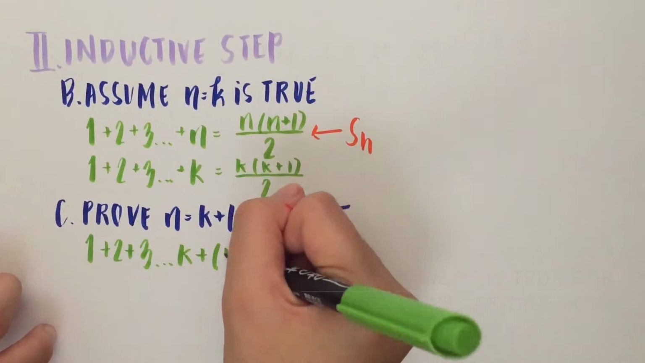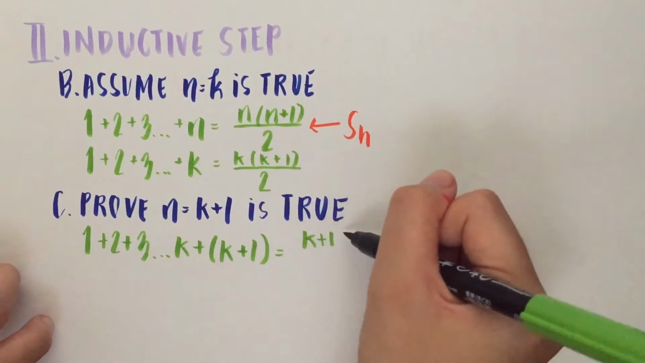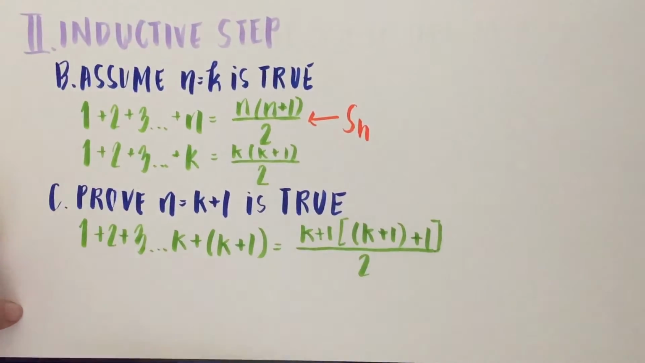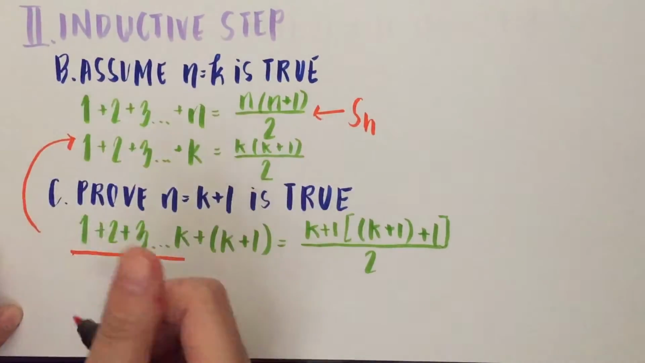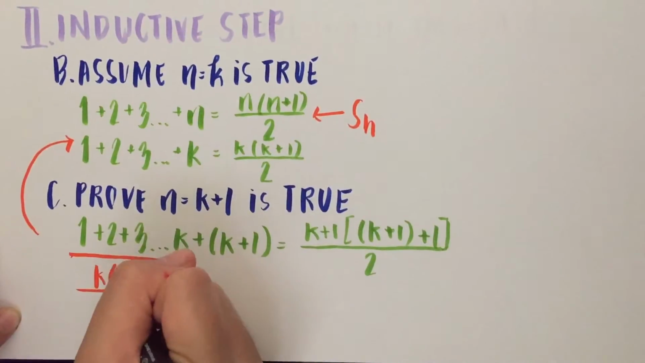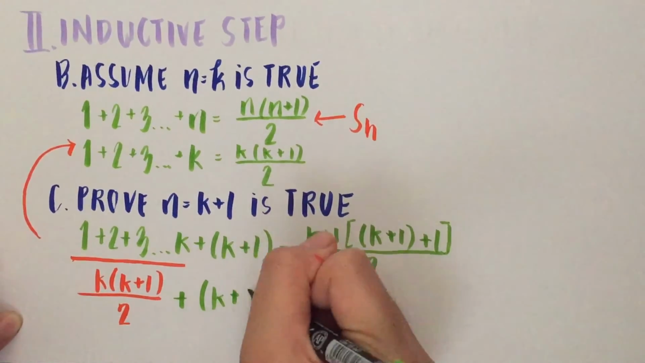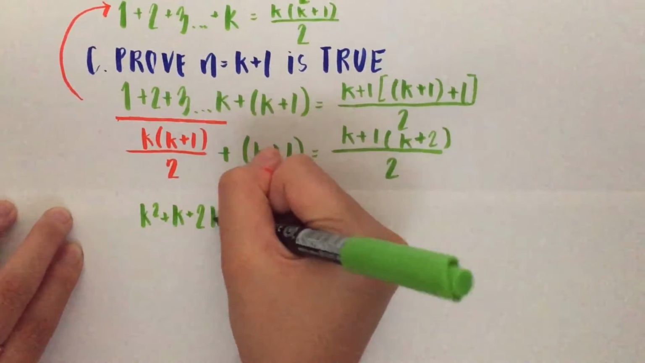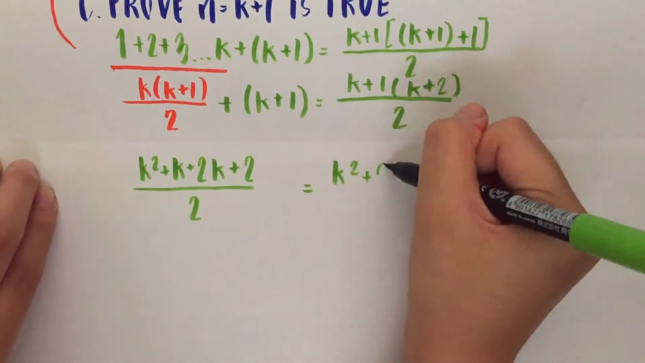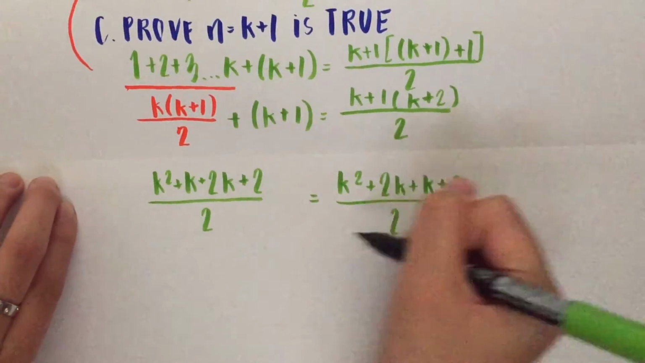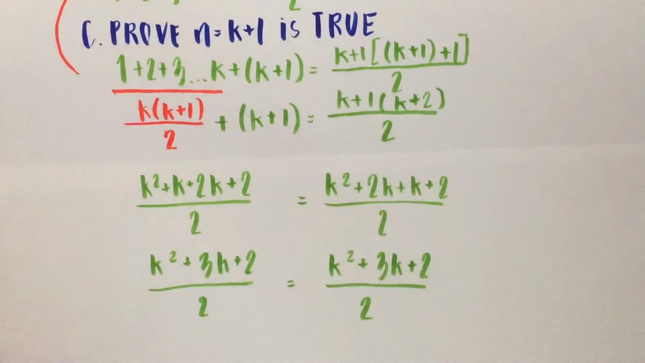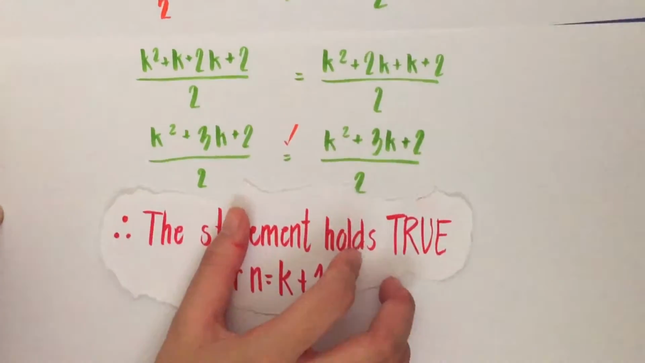So now you have 1 plus 2 plus 3 dot dot dot plus k plus 1, which is the next term after k, is equal to k plus 1 multiplied by k plus 1 plus 1 over 2. All we did here was substitute k with k plus 1. As you can see, what we did in step B just results in k times k plus 1 over 2, so we substitute that. And now you turn that into a fraction form. When you reduce it, we get the same answer. Therefore, the statement holds true for n equals k plus 1.